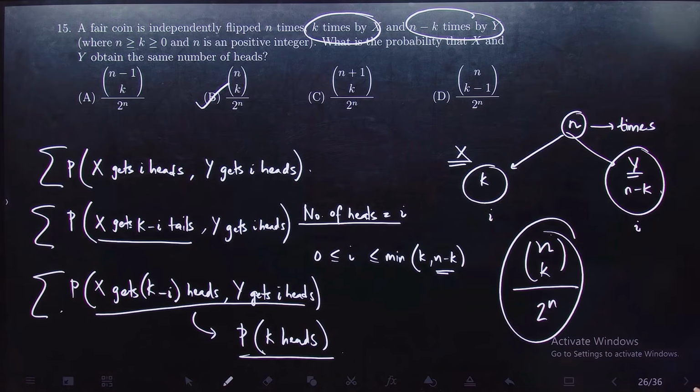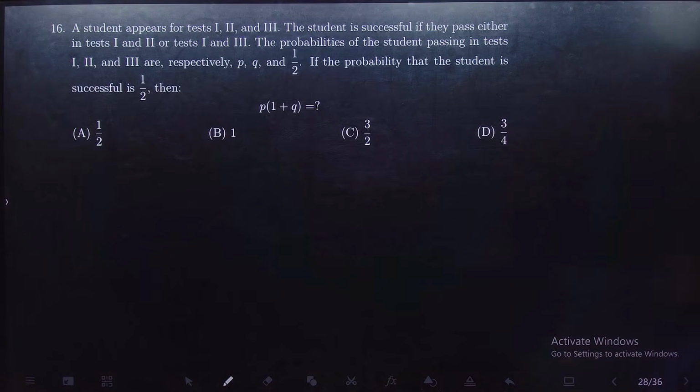Alright, coming to the next one. A student appears for tests 1, 2 and 3. The student is successful if they pass either tests 1 and 2 or tests 1 and 3, okay? The probabilities that the student passes these tests are p, q and half respectively. And it's given that the probability that the student is successful is half. Then find the value of this expression, okay? So observe what the cases are.